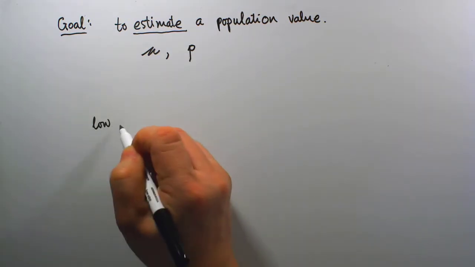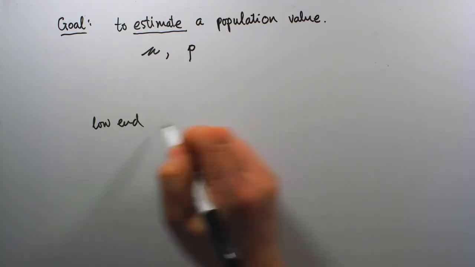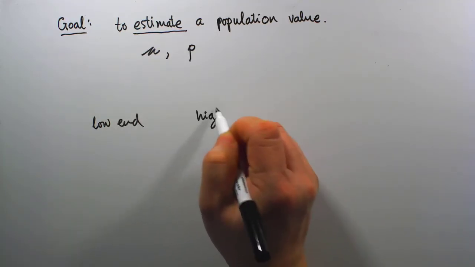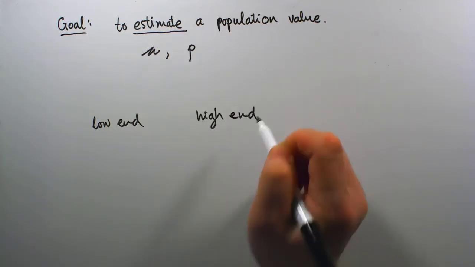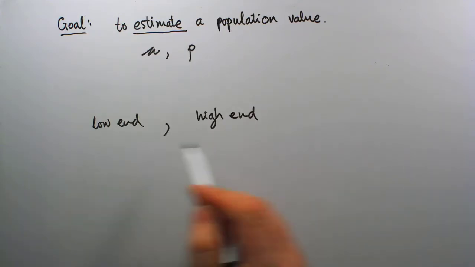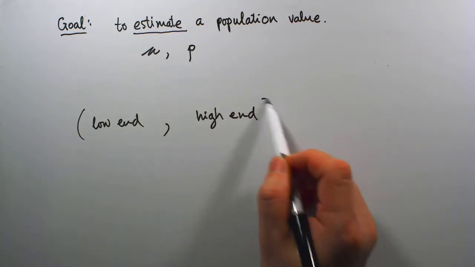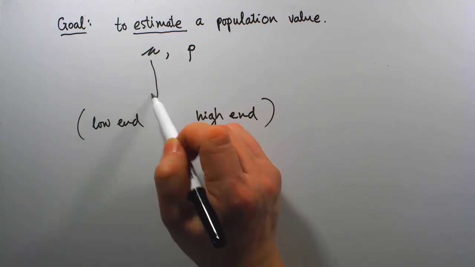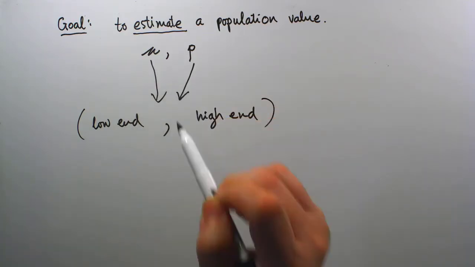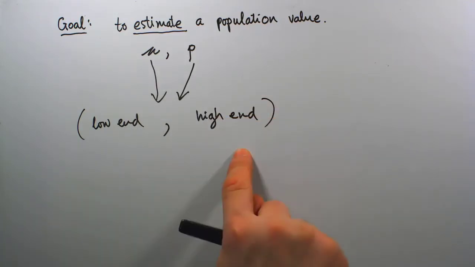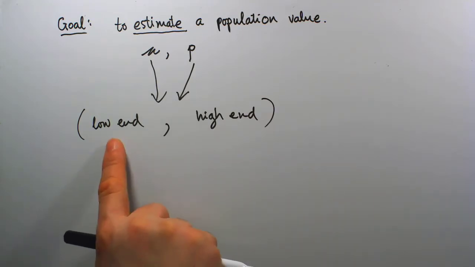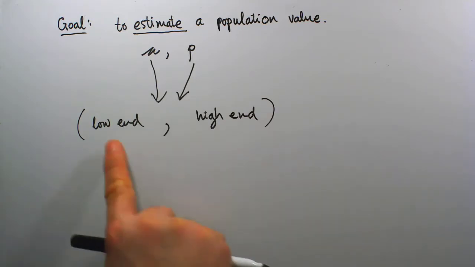We need to come up with a low end and a high end. And between a low end and a high end, we expect our population value, or now formally our parameter, to fall between this interval. So the idea between a low end and a high end is an interval.